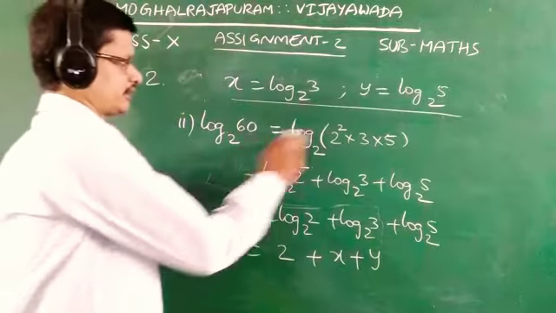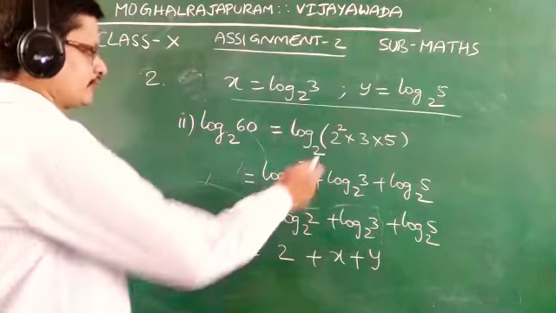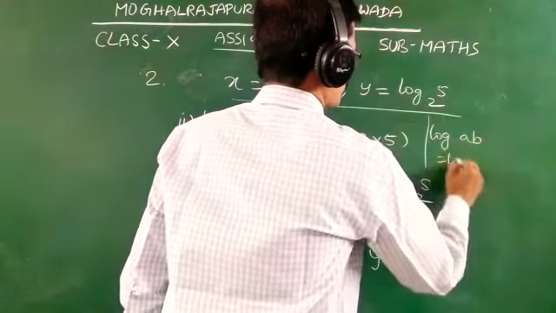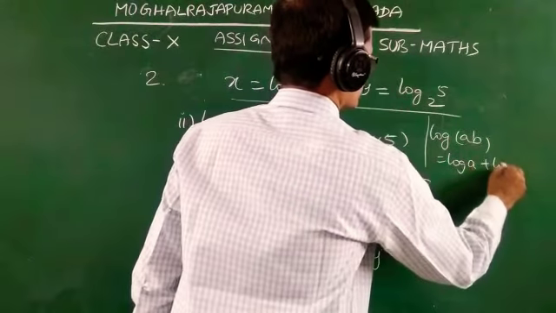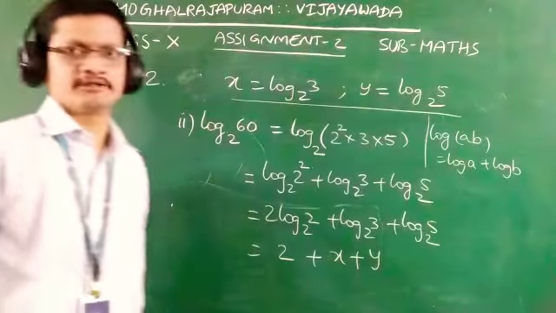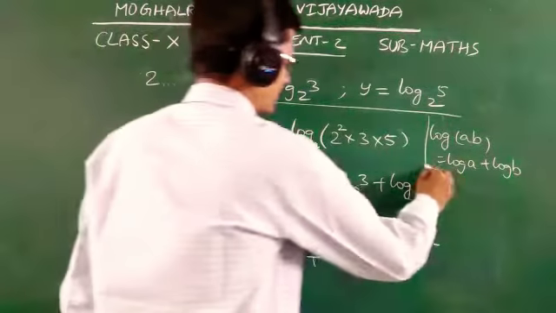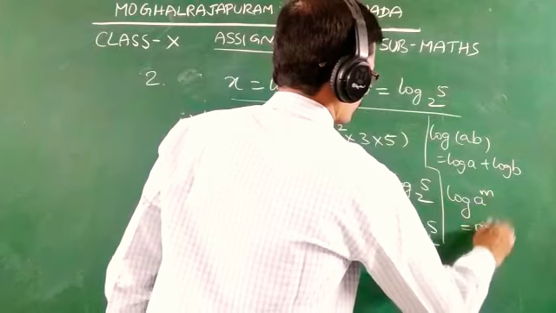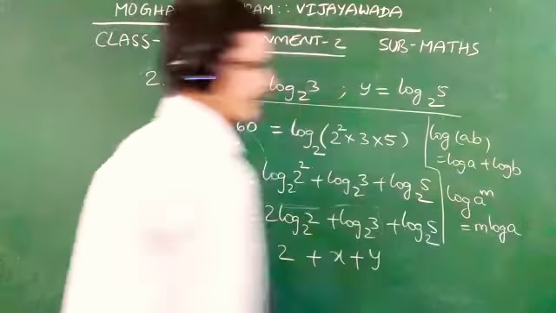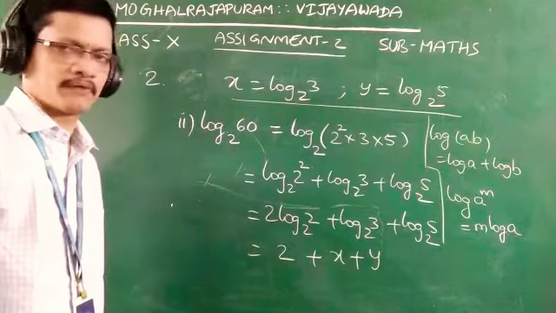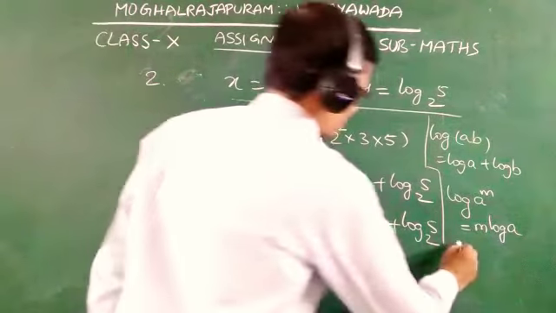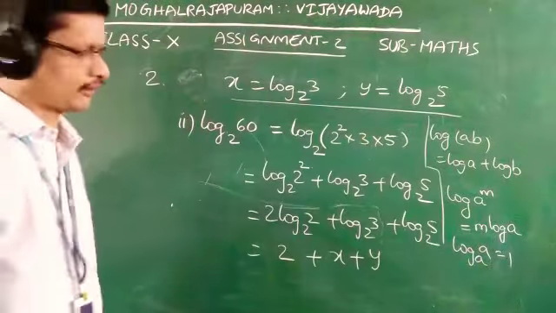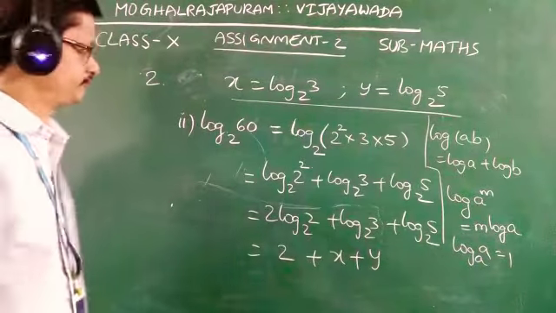Okay? 60 can be written as 2 square into 3 into 5. What is the formula for log AB? Log AB is equal to log A plus log B. And one more formula: which formula have we used here? Log A power m is equal to m log A. Another formula is also used here. What is that one? Log A to the base A is equal to 1.